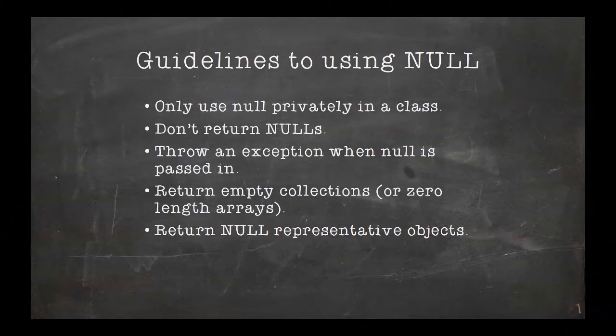So that means use it within a method where you have absolute control over when something is null or when something is unset. So say you initialize a variable, you can initialize it to null within the method, so long as you never return that variable directly, or return it through a getter or a setter. So don't return nulls. And if you never return nulls, you never have to check for null.